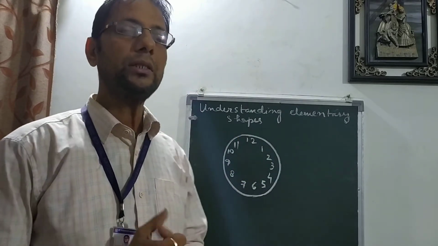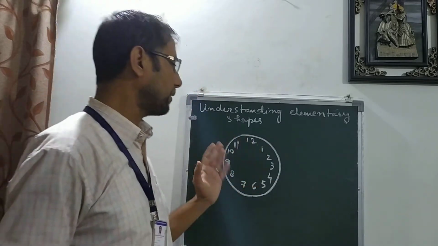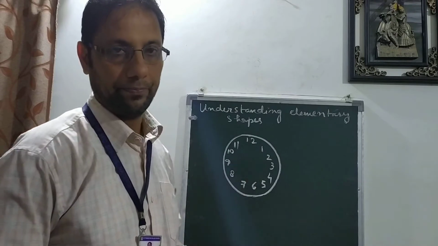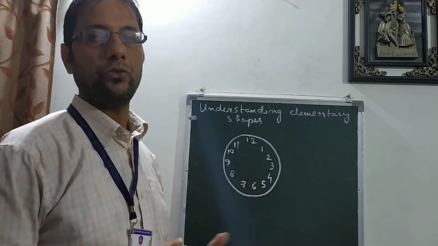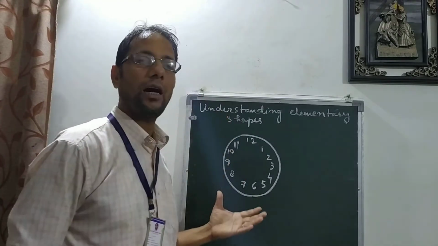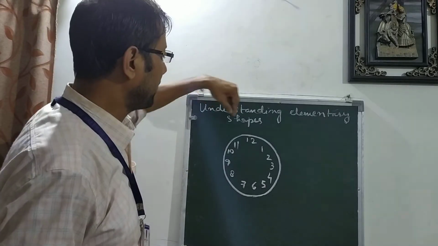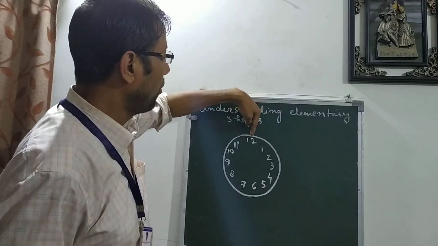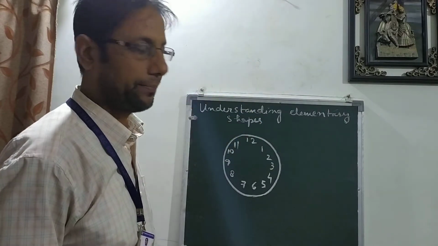So students, here you can see I have drawn a circle. Let us assume this is a clock. I didn't draw the hands of the clock, but let us assume. Now first of all, let us learn how many parts it has been divided into. Dividing means see how many parts there are. There are parts from 1 to 12.